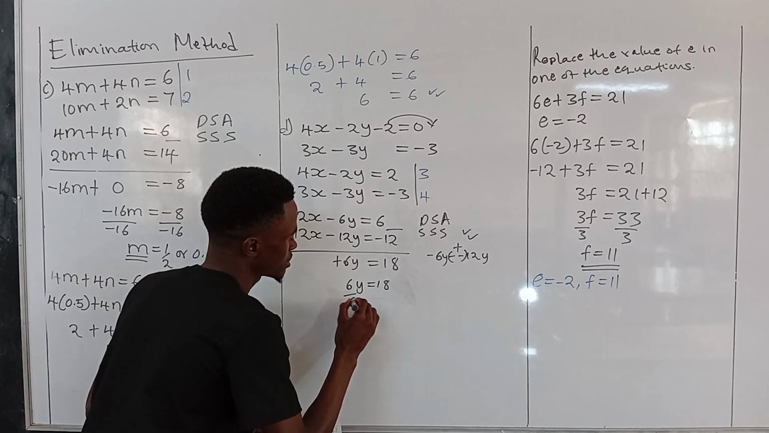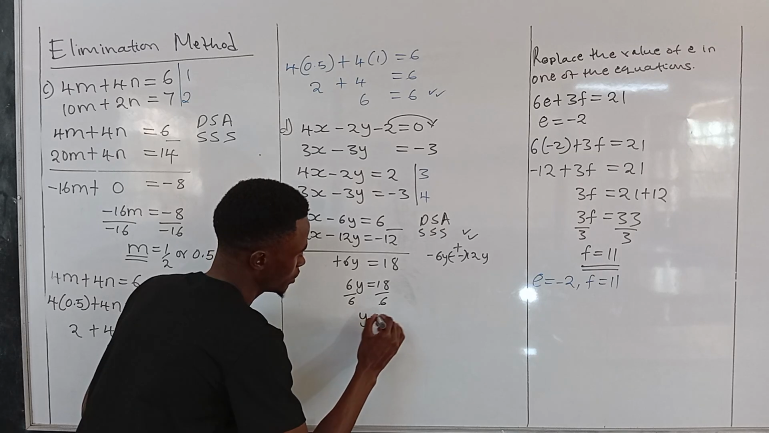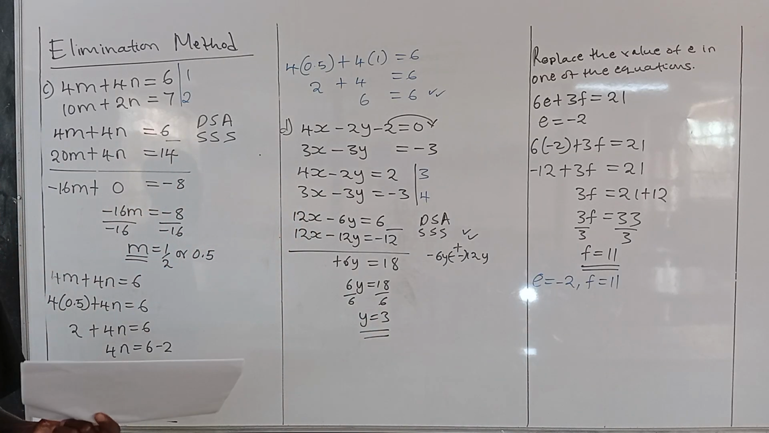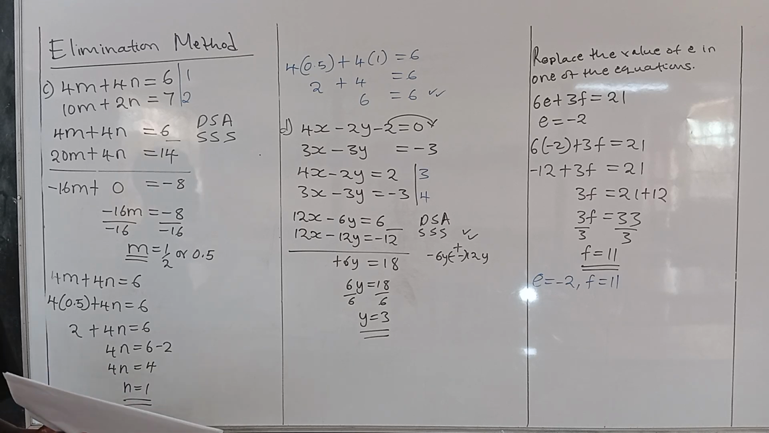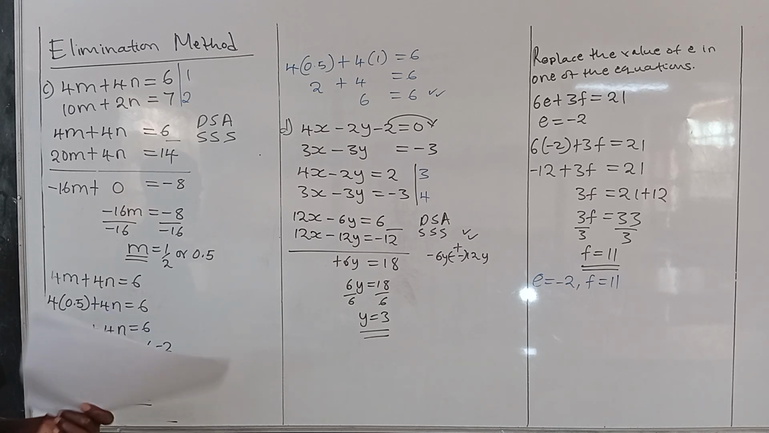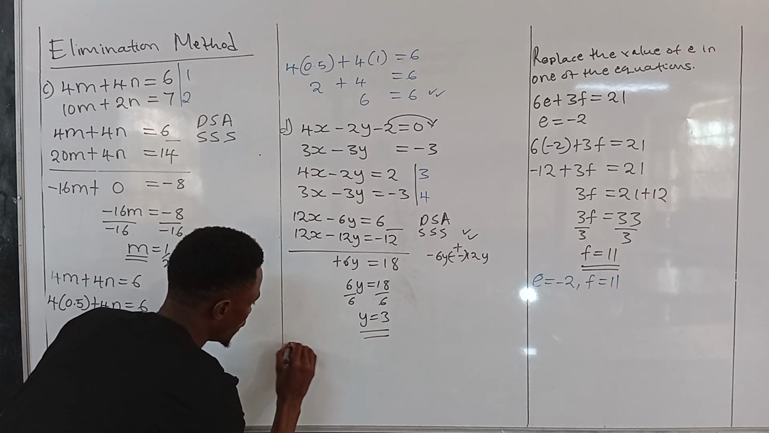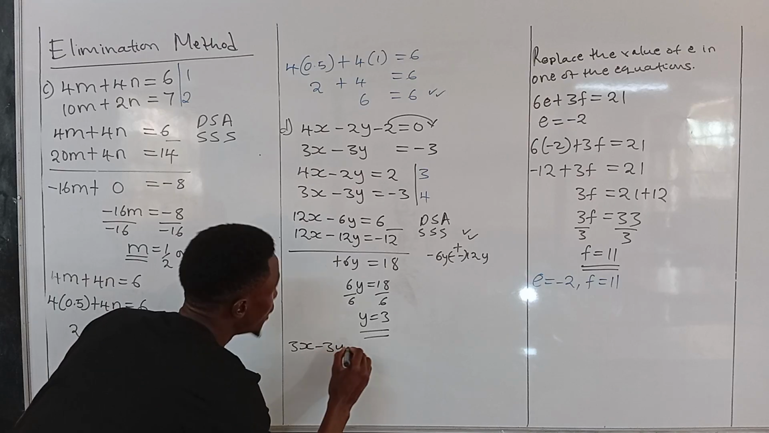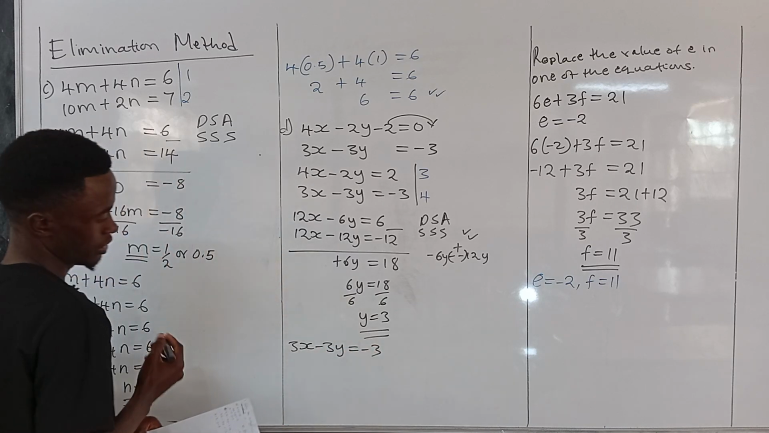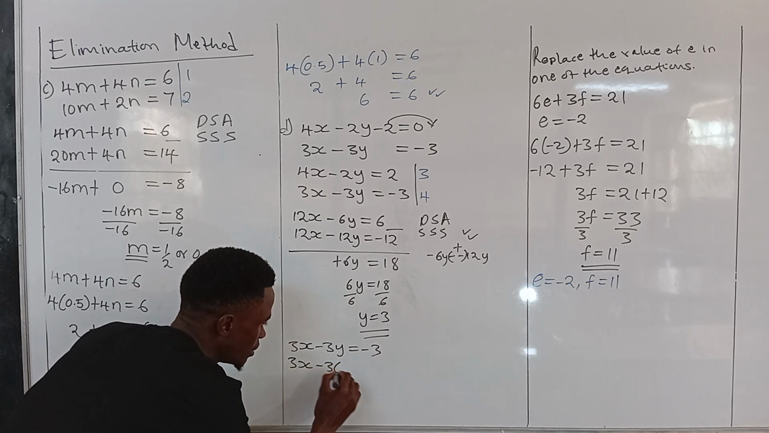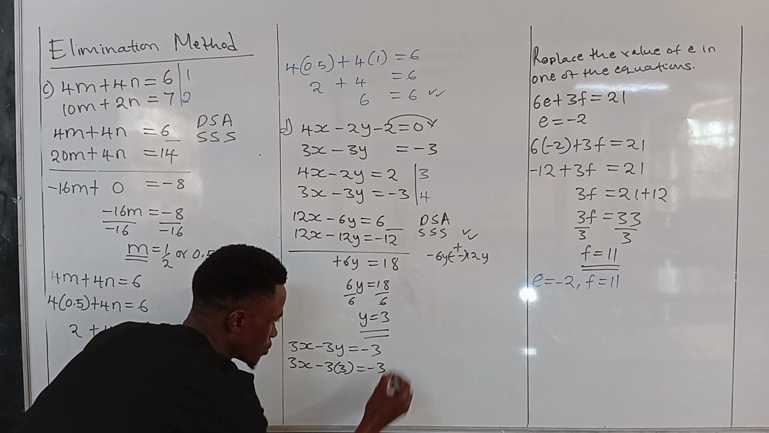If you divide by 6 everywhere, y is going to give us 3. Now, from there, we replace the value of y in one of our equations. And the one of our equations is what? 3x minus 3y is equal to negative 3. So y is 3, so 3x minus 3 into 3 is going to give us negative 9.